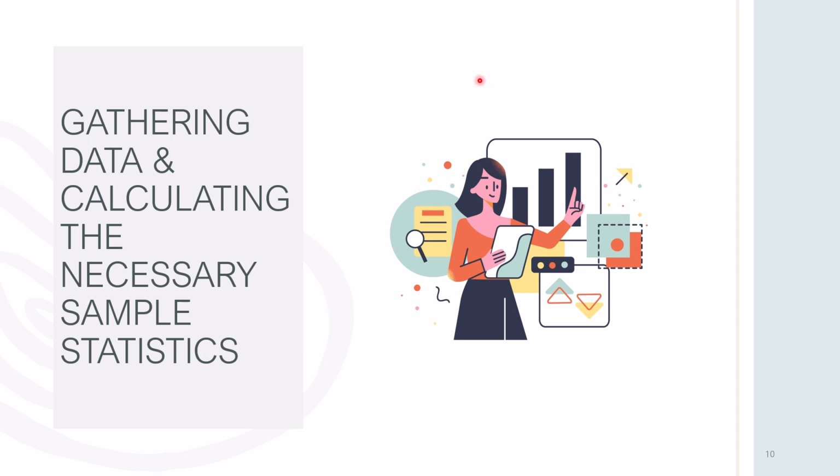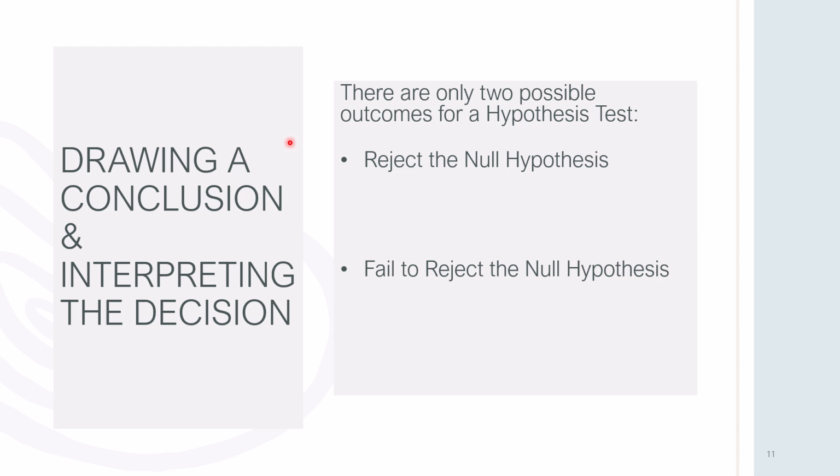All right, so again, the next step, and this would really take the longest in real life, would be to gather the data and then calculate the necessary sample statistics. But in our case, it's just going to be given to us. And next, you are drawing a conclusion and then interpreting your decision. There's only two possible outcomes for a hypothesis test. You could either reject the null hypothesis, that's what you would like to do. So this is sort of your ideal outcome. Doesn't always work out, but this was what you would like to happen. You would like to reject the null hypothesis.